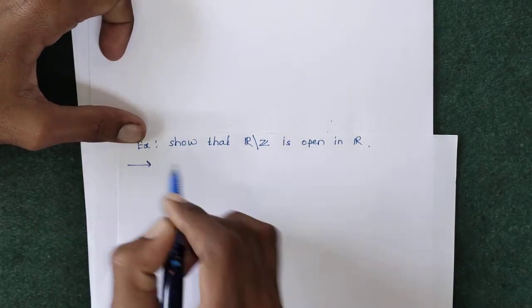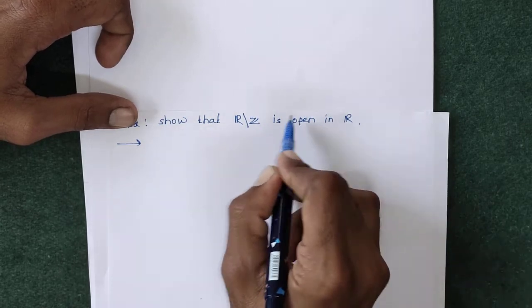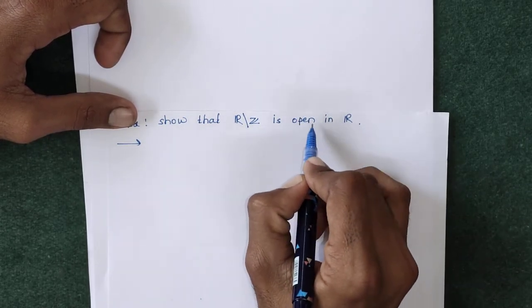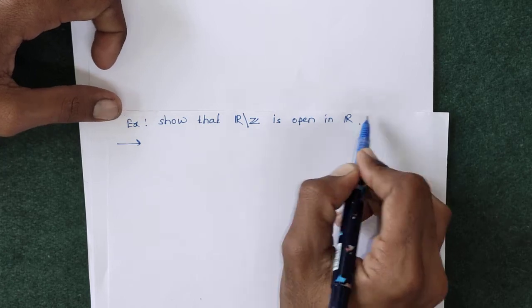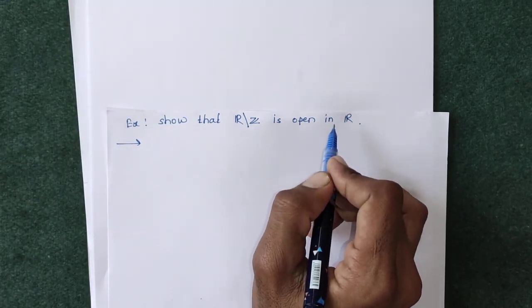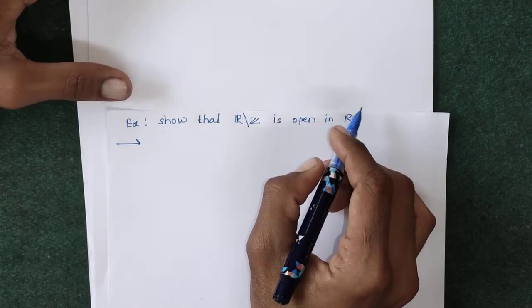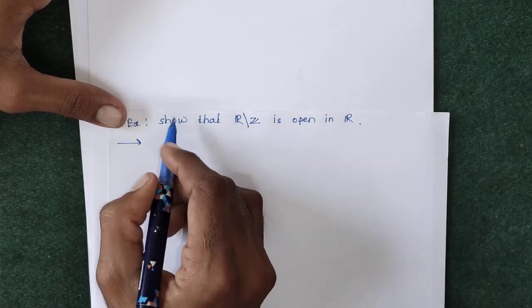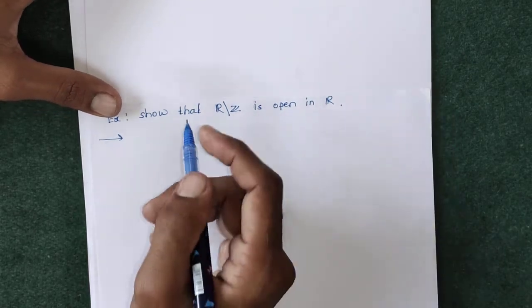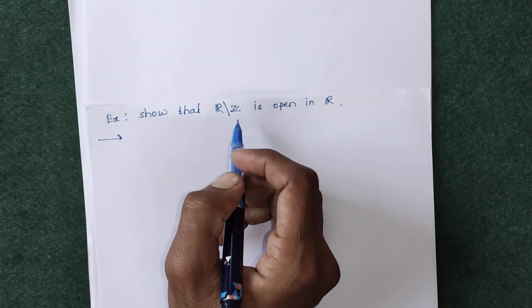So to solve such examples, if you are just given that, show that this set is open, and they do not mention the metric, then we have to take on R the distance d(x,y) equals mod x minus y. If the metric on R is not given in any example, then we will take the standard metric or usual metric. So we have to show that R minus Z is open.